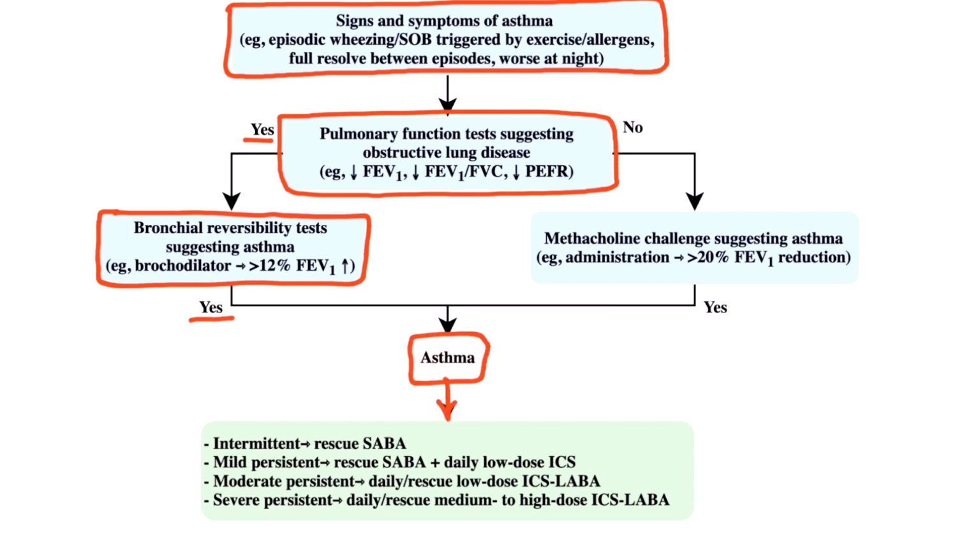If the pulmonary function tests do not reveal an obstructive lung disease pattern, then we should perform a methacholine challenge. Methacholine is a muscarinic receptor agonist resulting in bronchoconstriction. A positive test shows more than 20% reduction in FEV1 after methacholine administration. If the test is positive, then asthma is diagnosed. If the methacholine challenge test is negative, then we should consider other diagnoses.